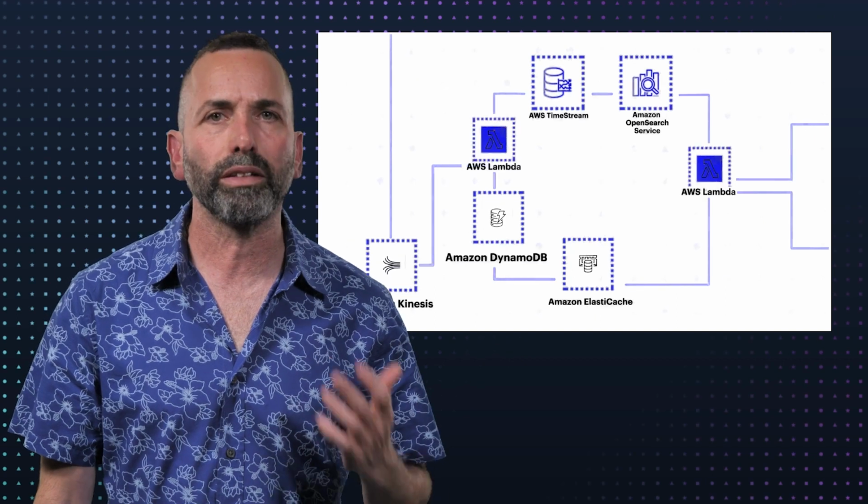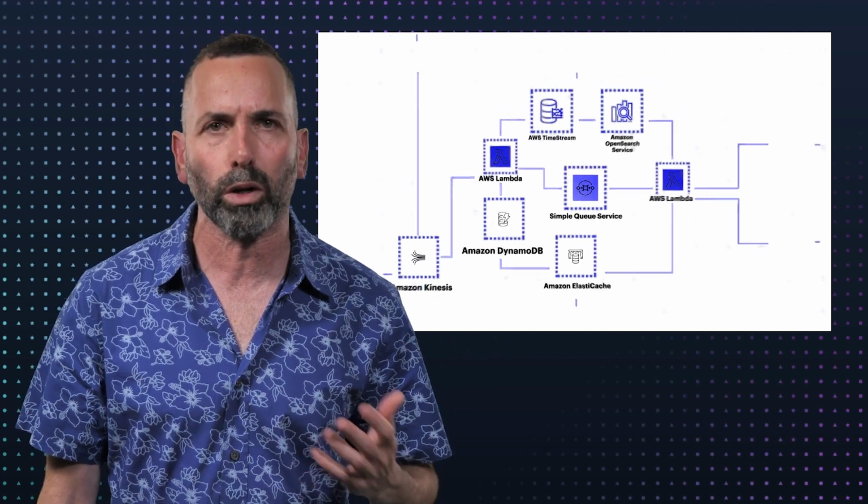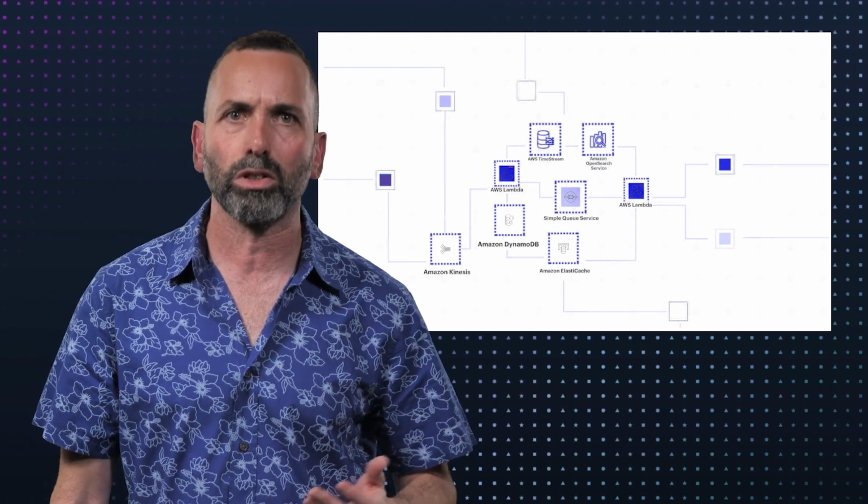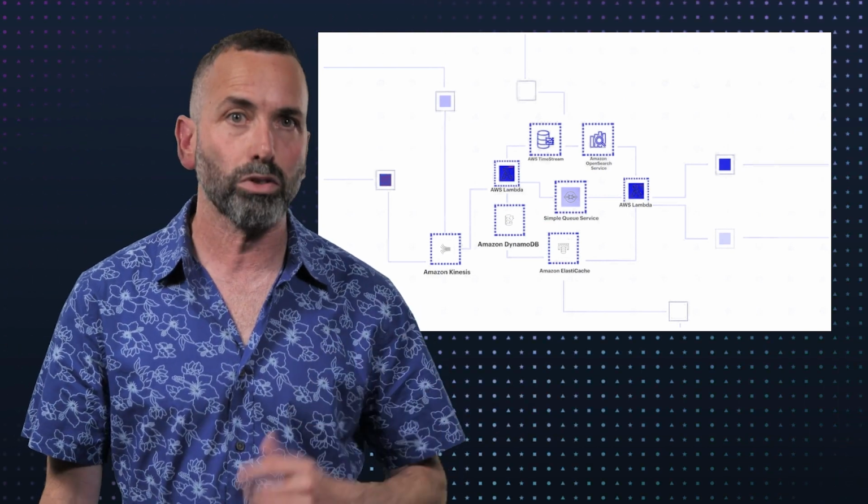But these are all different services, and to make them all work together, you end up using a bunch of Lambda functions, a Simple Queue Service, and maybe a few other services. And now you're dealing with a complex system, a system that may also need multiple skill sets to build and many moving parts to manage, which increases both the complexity and the risk.